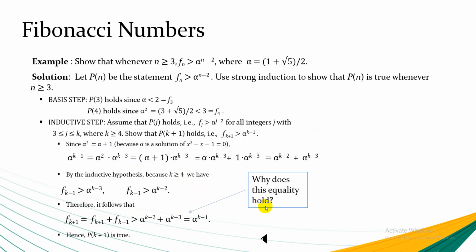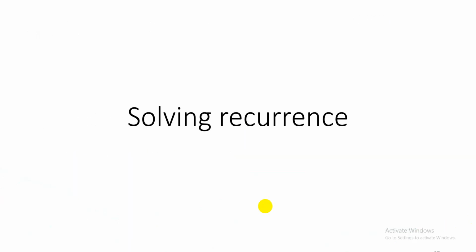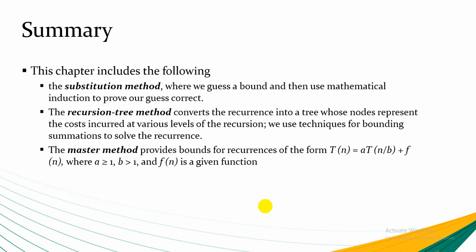Okay, this is the Fibonacci number. I will not go into details because we don't need to do this one. You can just skip. Then solving recurrences, we have the substitution method, the recursion tree method, and the master method. The substitution method is the one we are using, where we guess a bound and then we use mathematical induction to prove our guess. And that's actually what we did.